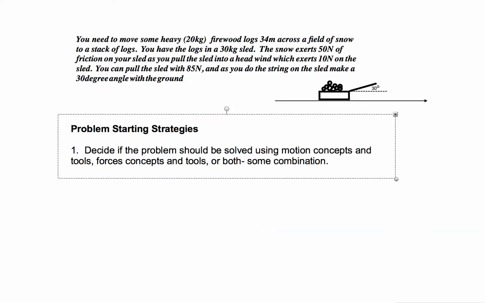Here's a sample problem. You need to move some heavy firewood logs 34 meters across a field of snow to a stack of logs. You have the logs in a 30-kilogram sled. The snow exerts 50 newtons of friction on your sled as you pull the sled into a headwind which exerts 10 newtons on the sled. You can pull the sled with 85 newtons, and as you do, the string on the sled makes a 30-degree angle with the ground. What we're going to do with this scenario is determine things about forces and motion. For example, what are all the values of all the forces on the sled, and what are some of the motion concepts, like what's the sled's acceleration, maybe how long does it take to get across the field, that sort of thing.